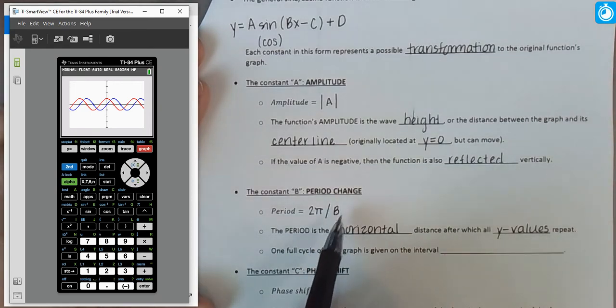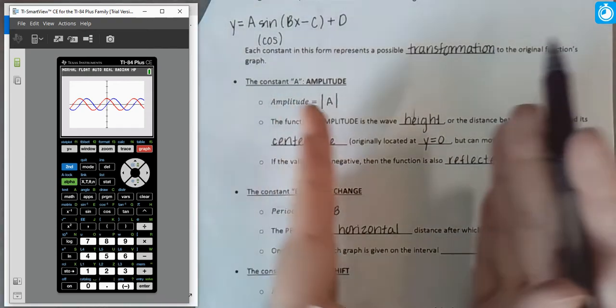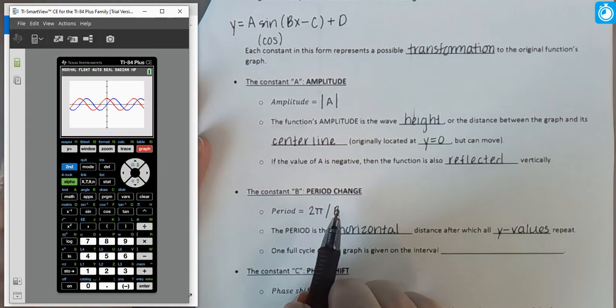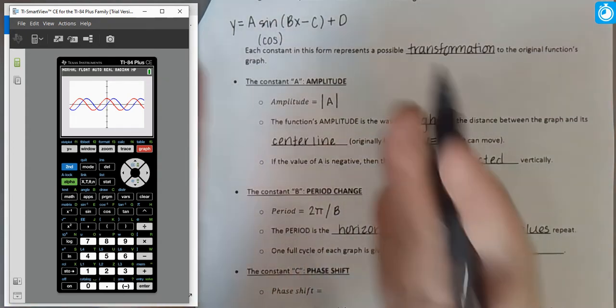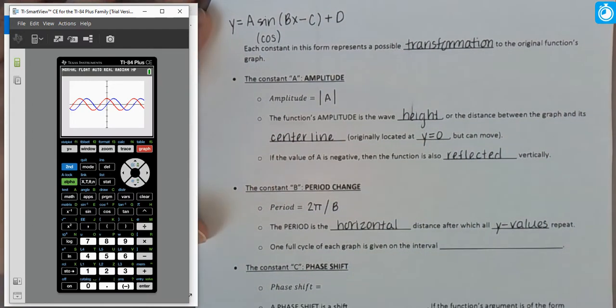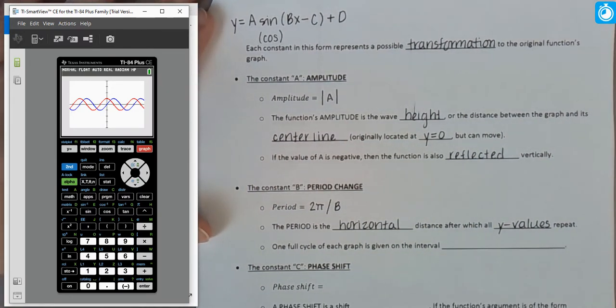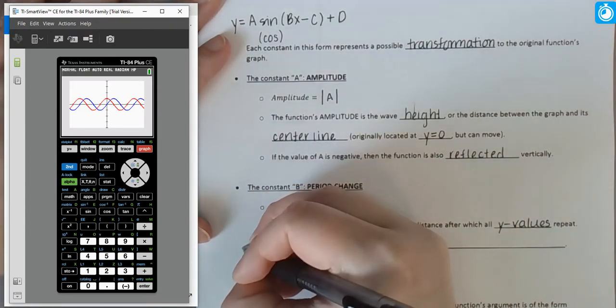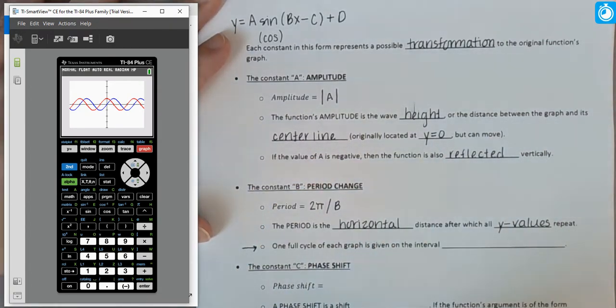So if b is bigger than 1, we're taking 2 pi and dividing, which makes it smaller. That means we repeat our y values across a shorter distance. If b is less than 1, then division is going to make the period larger. It's going to stretch it out, and it means it takes a longer period of time for our y values to start to repeat.